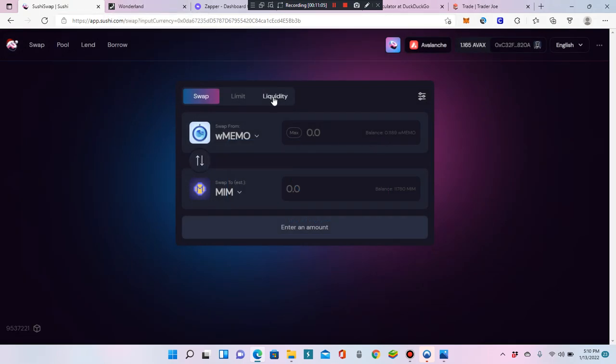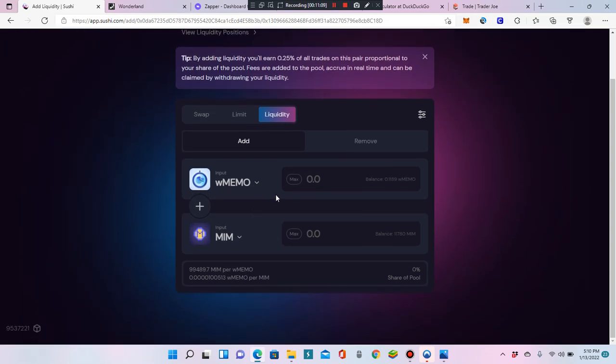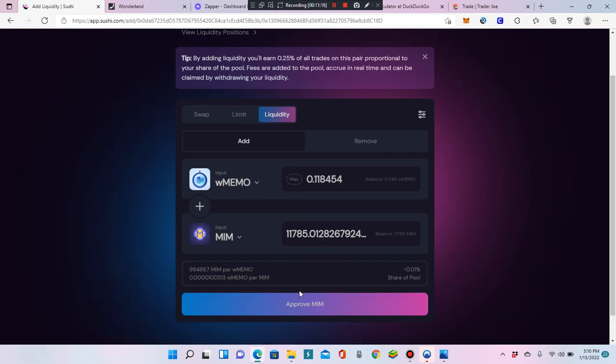So now we have to go and provide liquidity. So we're gonna do that. We have a little bit more wrapped memo than MIM, so I'm gonna do the max MIM and then approve MIM.